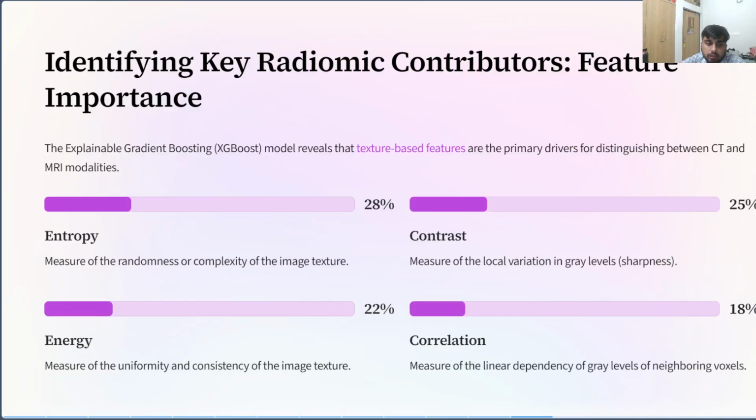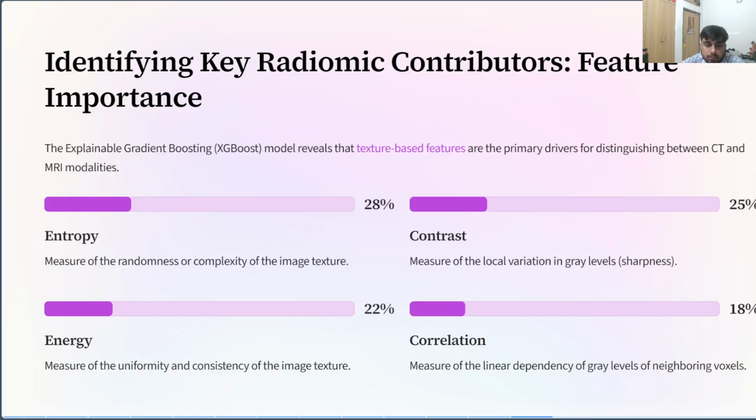Now that we have everything here, let's get to the feature importance interpretation. Feature importance analysis helps us interpret the model. XGBoost computes how each feature contributes to reducing the error. The top features were entropy, contrast, energy, and correlation. All texture descriptors. This aligns beautifully with imaging physics.